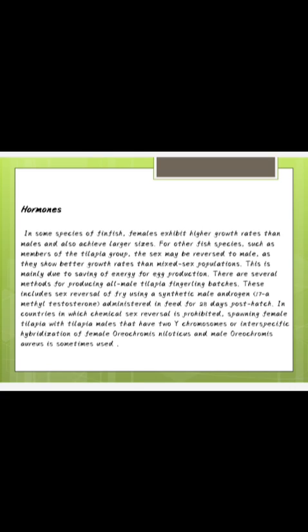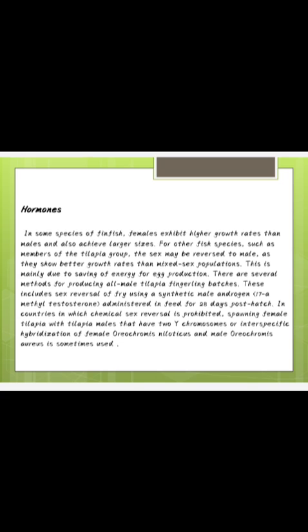Hormones. In some species of finfish, females exhibit higher growth rates than males and also achieve larger size. So, ilan sa mga species ng isda, yung females ay mas mataas ang growth kaysa sa mga lalaki at na-achieve din nito ang mga malalaking size. For other species such as members of the tilapia group, the sex may be reversed to male as they show better growth rates than mixed-sex population.